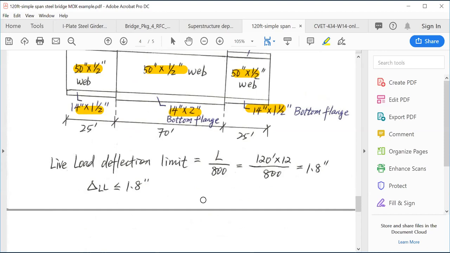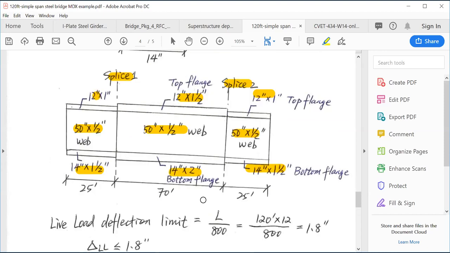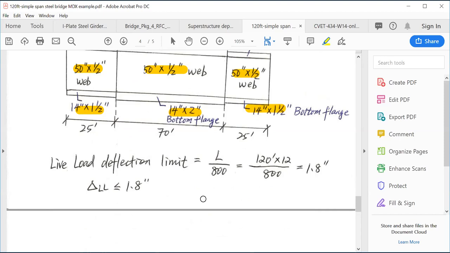And the live load deflection limit for the steel girder bridge is span length over 800. Based on the span length of 120 foot, we multiply by 12 inches per foot and divide by 800, and we end up with a live load deflection limit equal to 1.8 inches, which we'll use to check the live load deflection. For this bridge design, we need to make sure that the live load deflection is no greater than 1.8 inch.